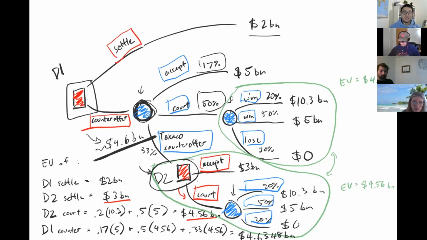Okay, so does this make sense for everyone? Anyone have any questions or anything confusing about this? Really quickly, did you say that you would choose going to court rather than the counter offer? Yes. So I think I got lost a little bit at the end.